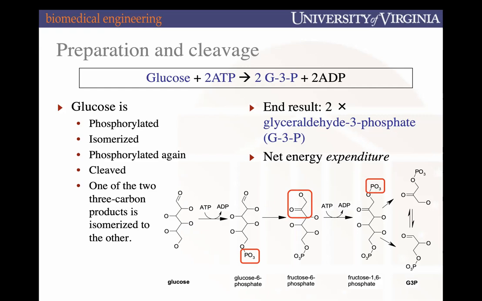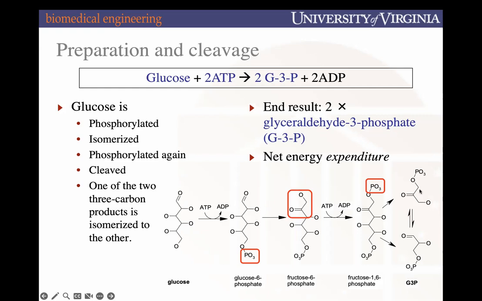So now, if you can appreciate, there's a bit of a symmetry here in this fructose 1,6-bisphosphate. And this symmetry enables fructose 1,6-bisphosphate to be cleaved via an enzyme called aldolase. And so now we have two molecules of glyceraldehyde 3-phosphate, or G3P.